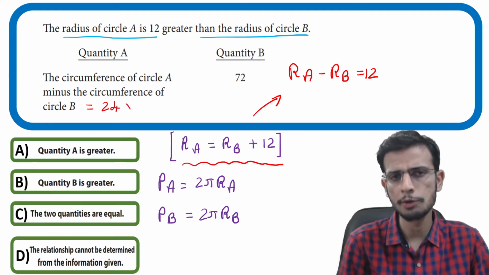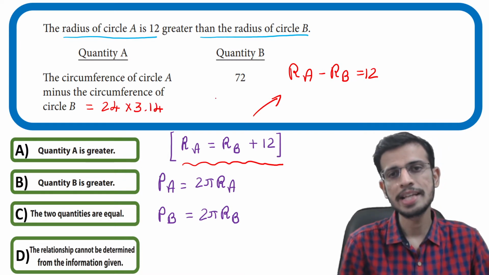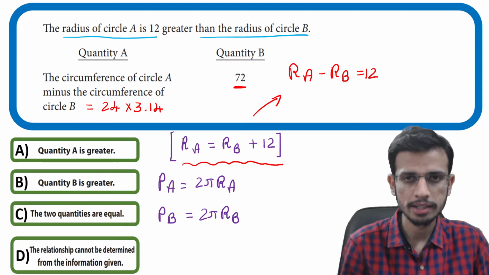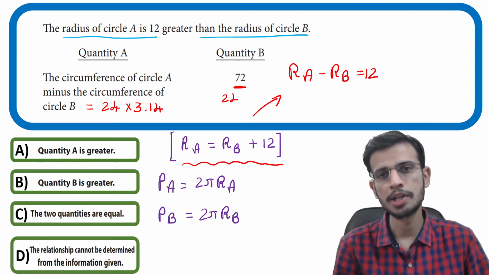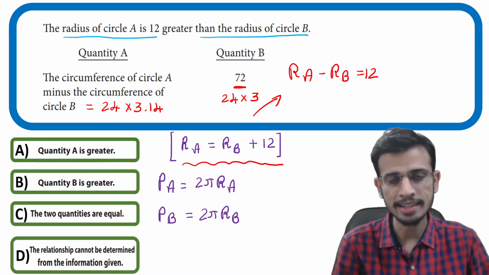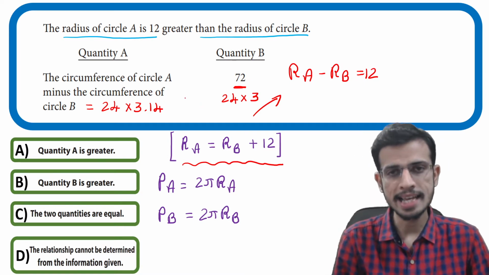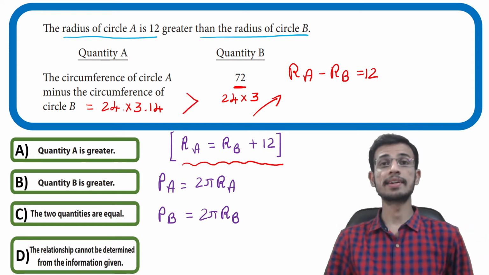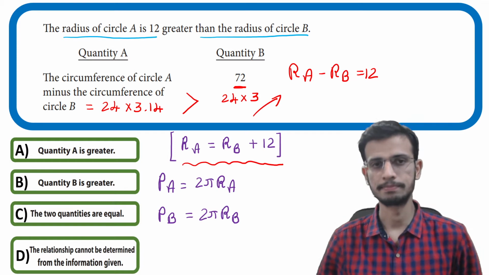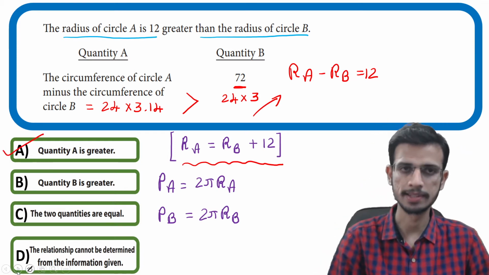What is pi? 3.14, right? And quantity B is 72. If you multiply 24 with 3, it will become 72. But in quantity A, it is 3.14, so we can say quantity A is greater than quantity B. 24 times pi is greater than 24 into 3. Yes, option A is the correct answer. Quantity A is greater than quantity B.